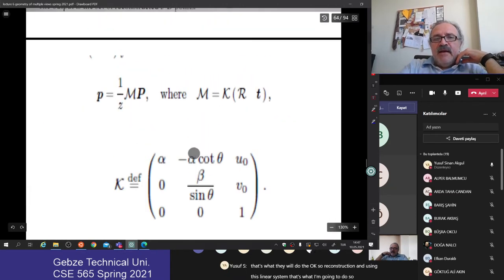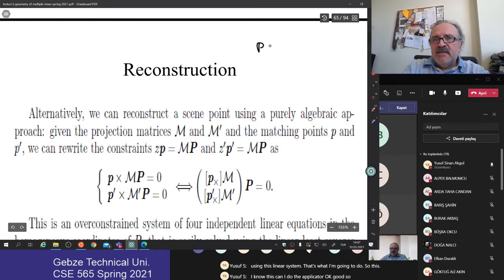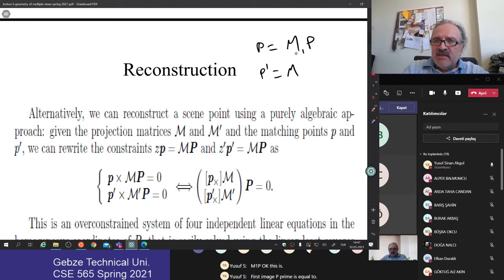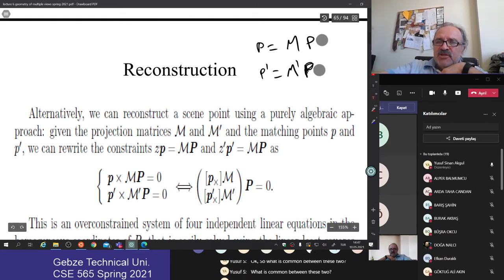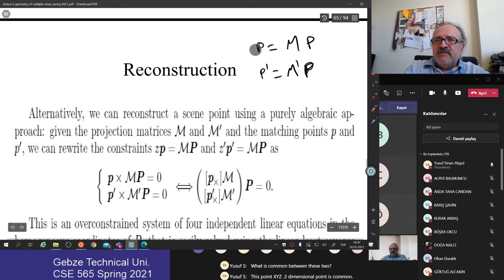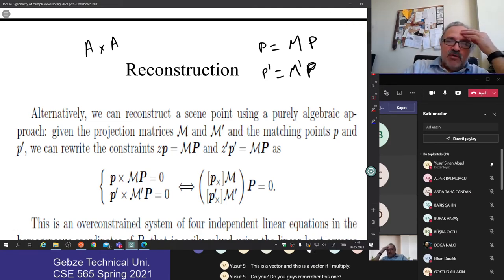So p is equal to M1P, okay, this is the first image. p prime is equal to, maybe I should use just M and M prime, M prime P, okay? So what is common between these two? This point, XYZ point, three-dimensional point, is common. I know this one is equal to this one, right? This is a vector and this is a vector. If I multiply, do you guys remember this one? If I take a cross product of the same vector, what would I get?